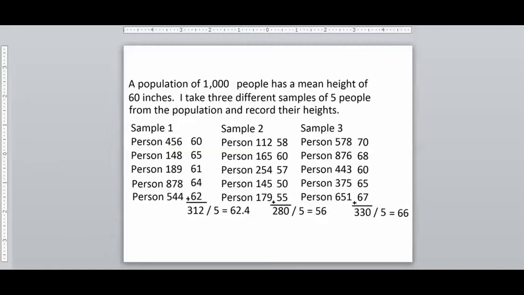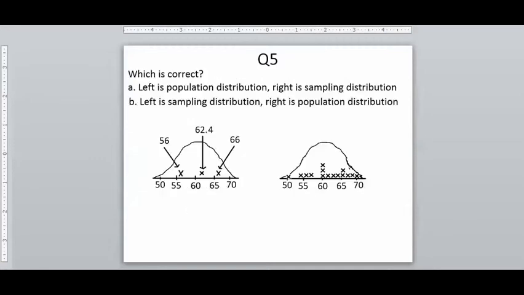Here, I've selected 3 samples of 5 people, and I've recorded their heights. And I got the mean of sample 1, the mean of sample 2, and the mean of sample 3. Those 3 sample means are in here, right here. And under this curve, we have the means of all possible samples that I could have selected. These 3 samples are just 3 of the possible samples that I could have selected from the population. So A is the sampling distribution.